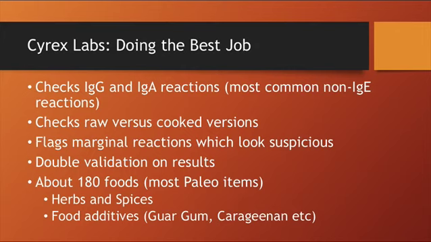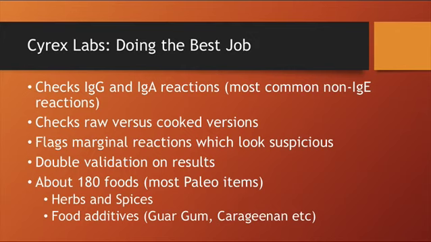Now, Cyrex Labs, this is what's called Array 10, checks for 2 different kinds of reactions. These are IgG and IgA reactions. Remember, these are in the sensitivity box. These are the most common non-IgE reactions, or the most common types of sensitivities, but it also checks raw versus cooked versions of foods that are commonly eaten that way, and tomatoes would be a good example.